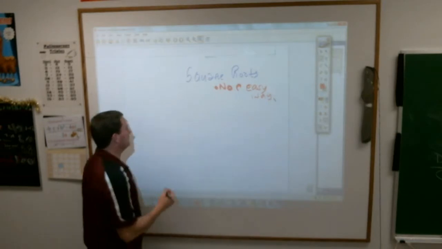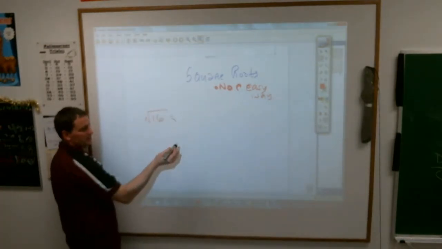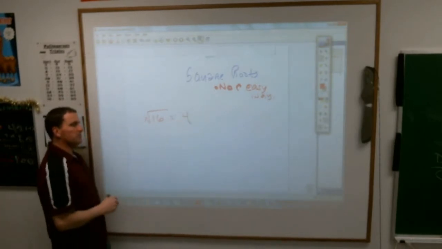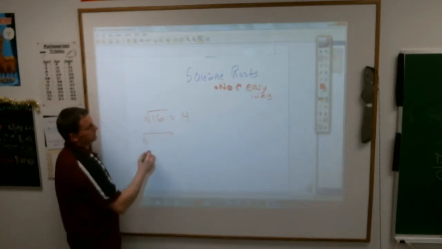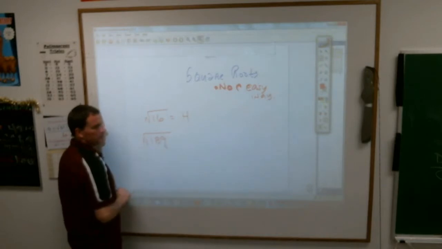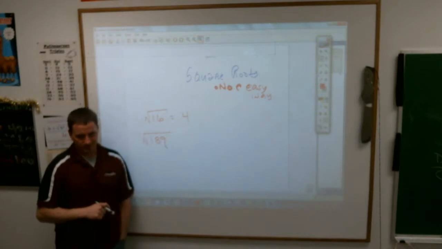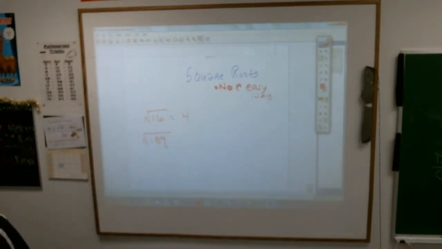For example, we all know the square root of 16 is relatively simple to find, because what same number times itself gives 16? It's 4. But when it starts to be bigger numbers like this, the square root of 189, I hope there's a square root of 189. How do you find out what that is? Is there a 189?